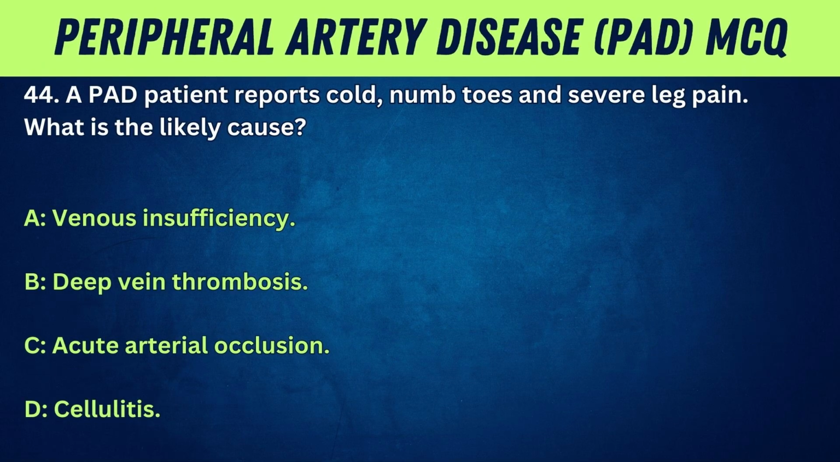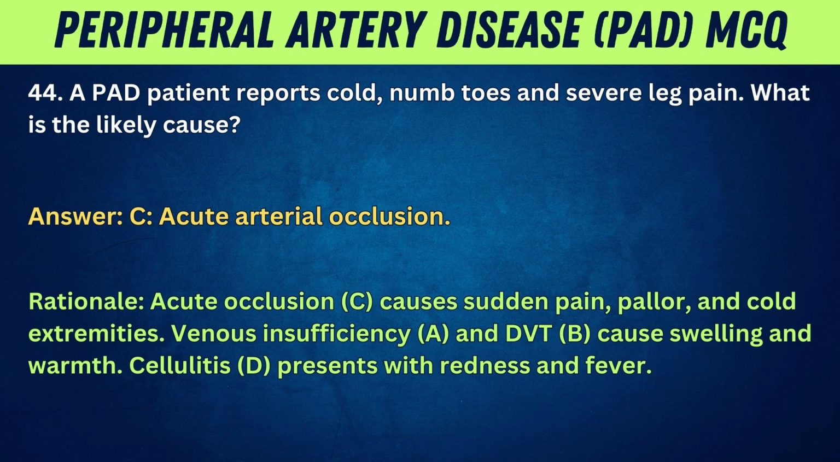44. A PAD patient reports cold, numb toes, and severe leg pain. What is the likely cause? A. Venous insufficiency. B. Deep vein thrombosis. C. Acute arterial occlusion. D. Cellulitis. Answer: C. Acute arterial occlusion.